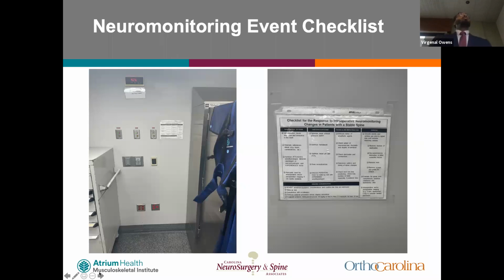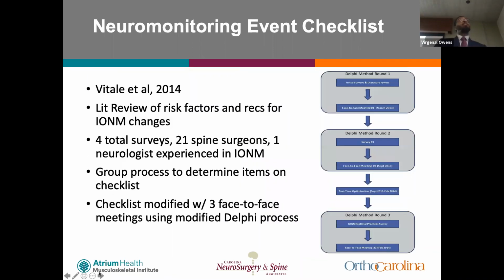So this is a neuromonitoring event checklist that the residents here for ortho use a lot, particularly with the PEDS team doing scoliosis cases. You can find this in OR 11. I'll just talk quickly about how it was developed. Vitale et al. in 2014 did a literature review of risk factors and recommendations for intraoperative neuromonitoring changes. He worked with a total of 21 spine surgeons, 1 neurologist. They did a total of 4 surveys for this. There was a group process and ultimately a Delphi process, which you can see an example of here on the right, with 3 face-to-face meetings, just compiling this entire checklist.